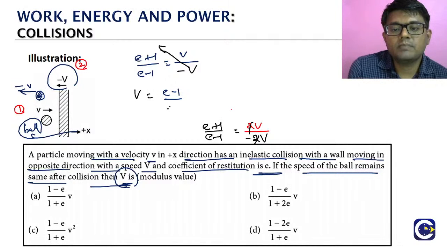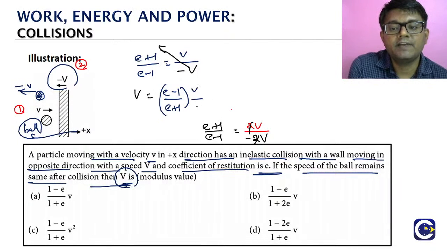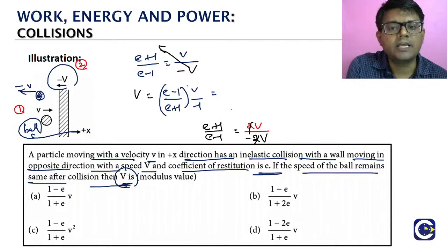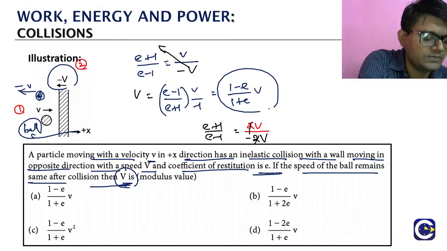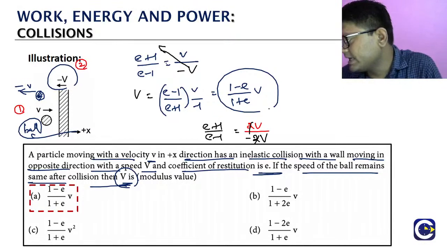It will be (E minus 1) by (E plus 1), because this will go to the numerator, E plus 1 will come to the denominator, into small v divided by minus 1. Multiply numerator and denominator with minus 1, it will be (1 minus E) by (1 plus E) into small v. Check it, guys. What is the answer? It will be (1 minus E) by (1 plus E) into small v.